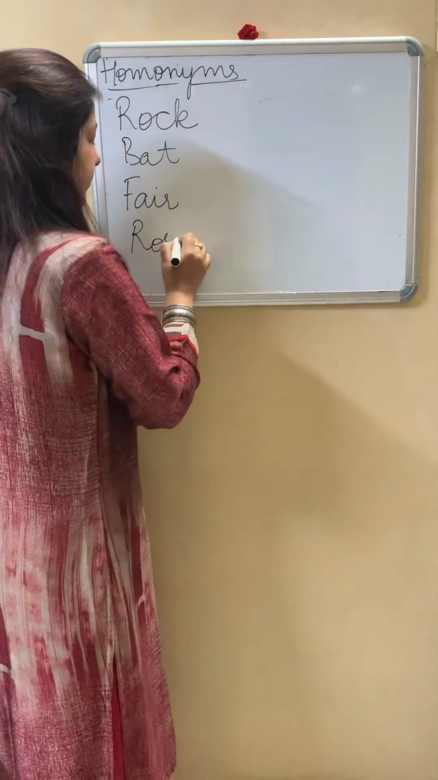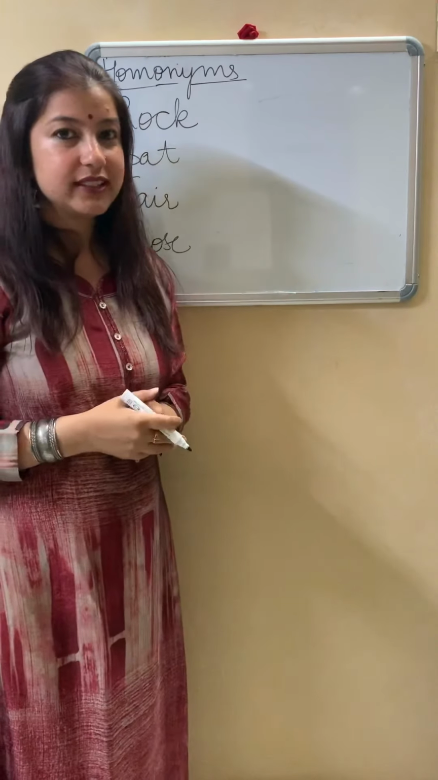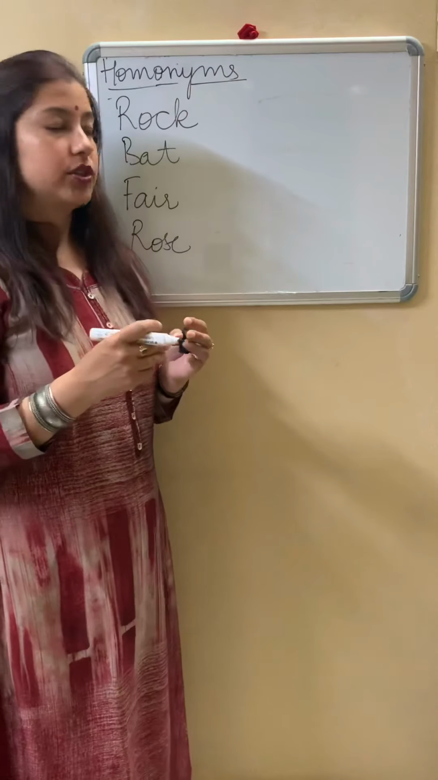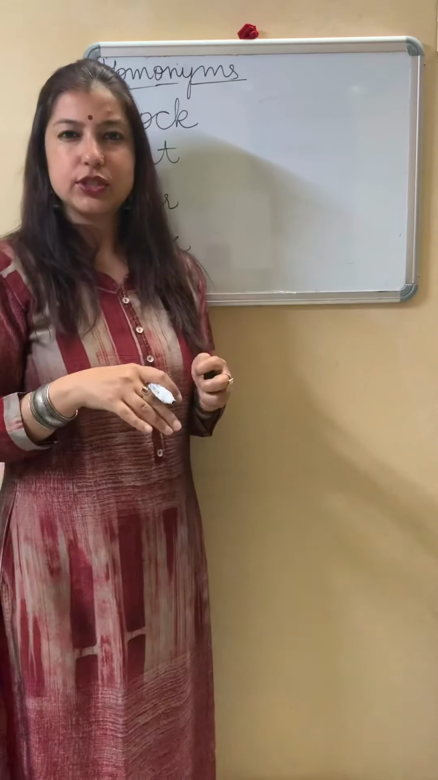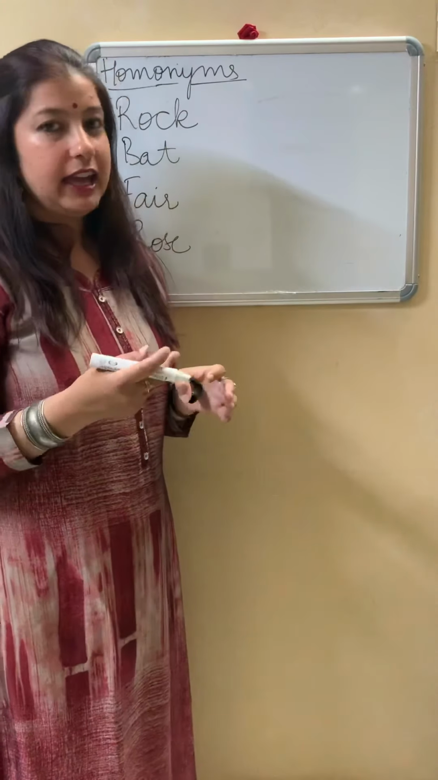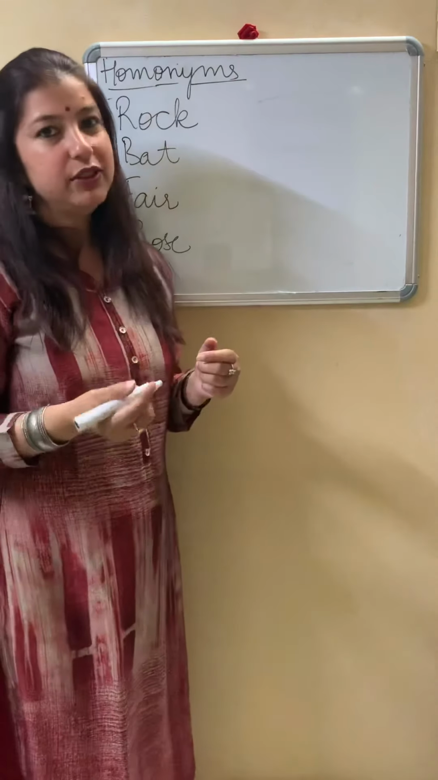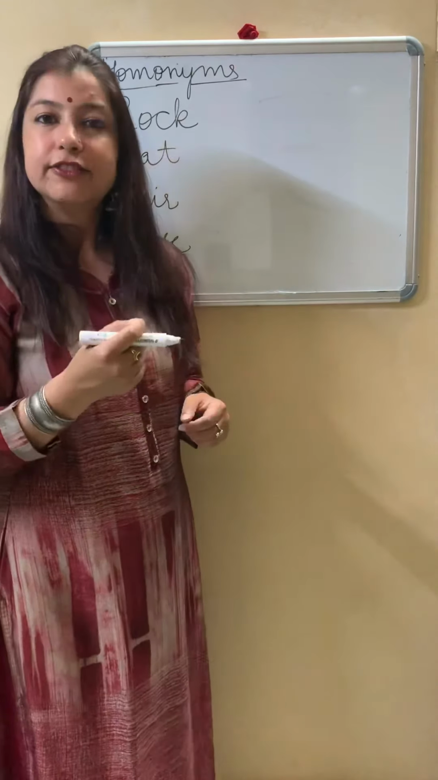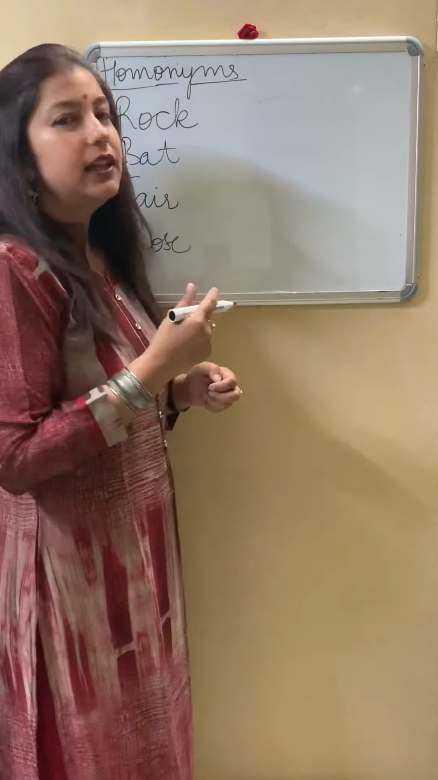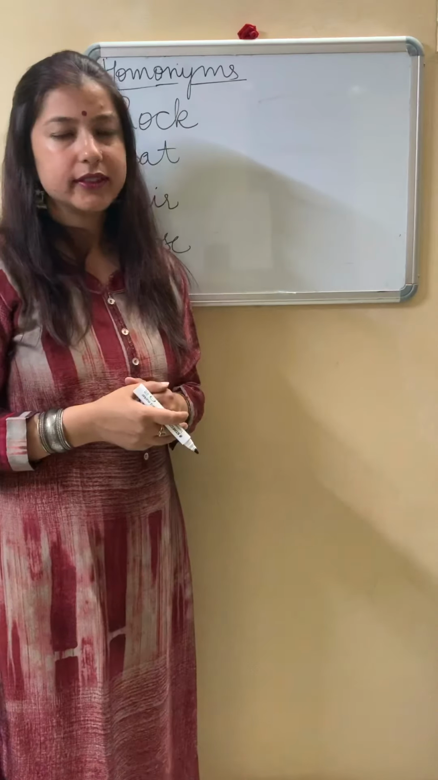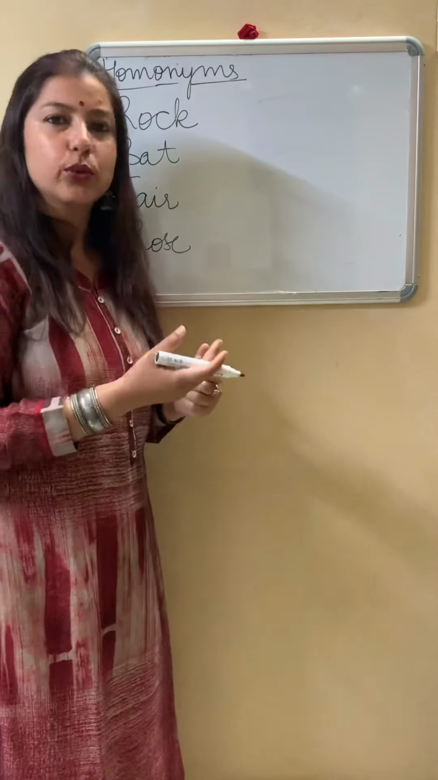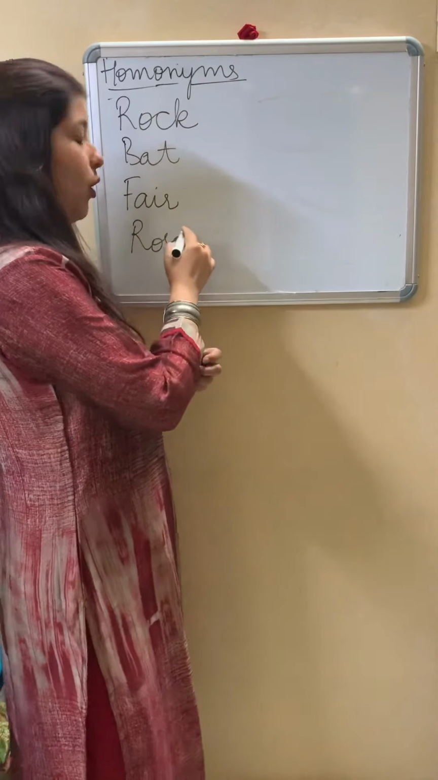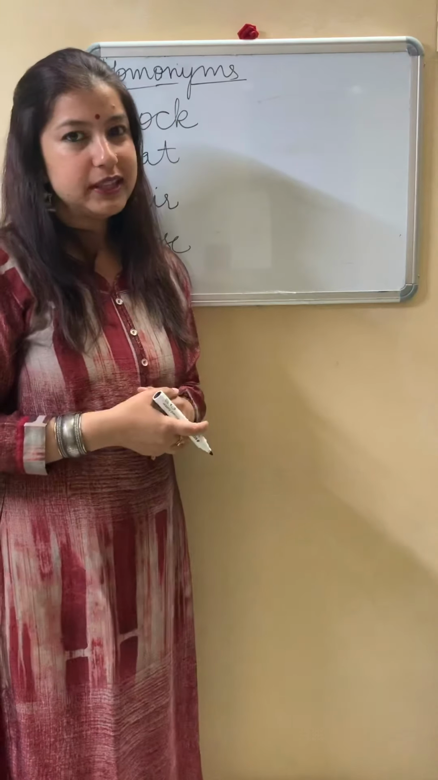Then, fair. Fair has more than two meanings. So, fair is complexion. Fair is something in which we have stalls. People visit the fair. And one more, something which is not unfair, clean. So, fair. The girl was praised for her fairness. The fair girl was going to the fair, right? And it is not fair not to compliment her.